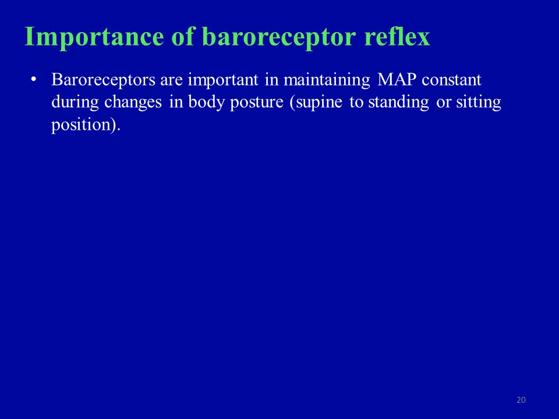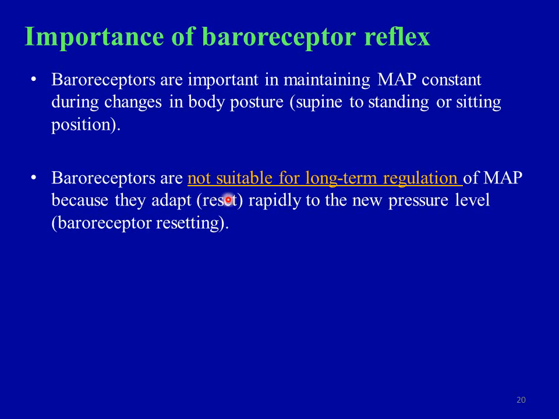What is the importance of the baroreceptor reflex? Baroreceptors are important in maintaining mean arterial pressure constant during changes in body posture. For example, changing from supine to standing or sitting position, because we know very well that gravity has an effect on the venous return. Therefore, the baroreceptors are important in avoiding big variations in the blood pressure while changing position. Otherwise, the person will have postural hypotension, and this can lead to dizziness.